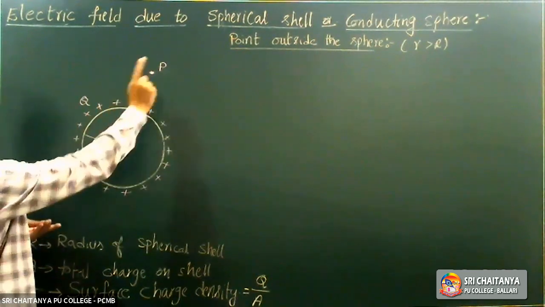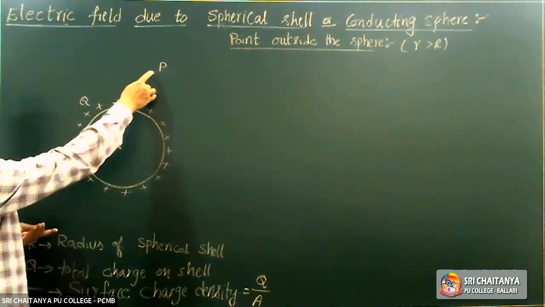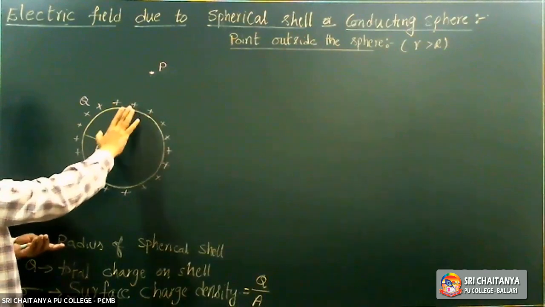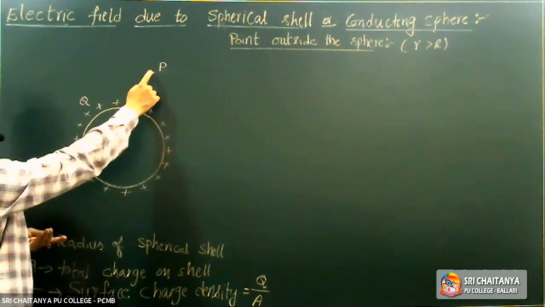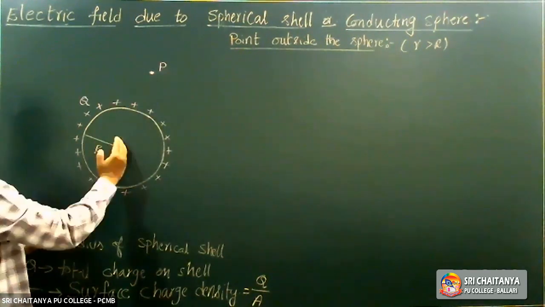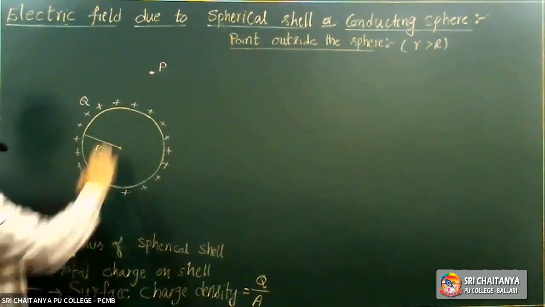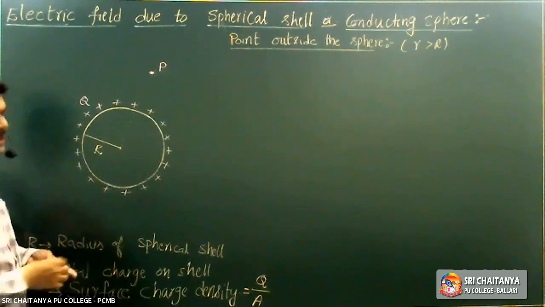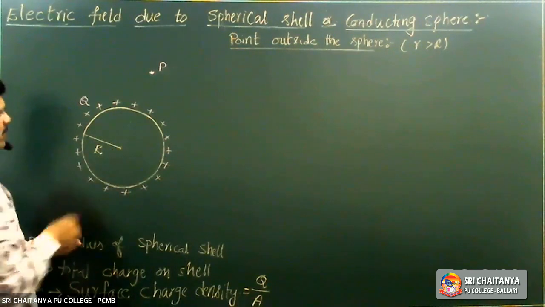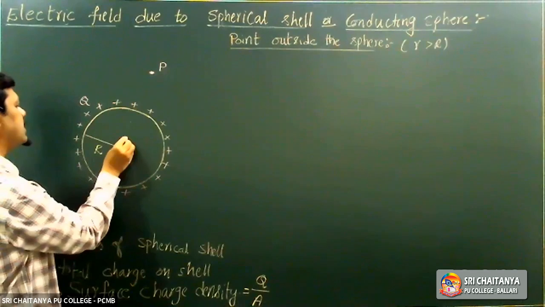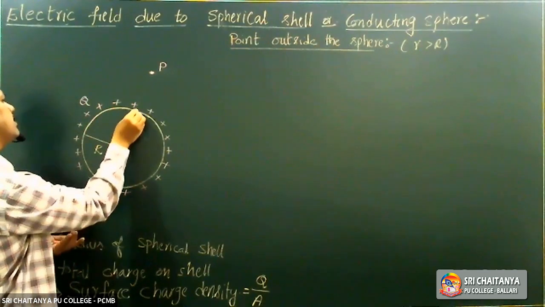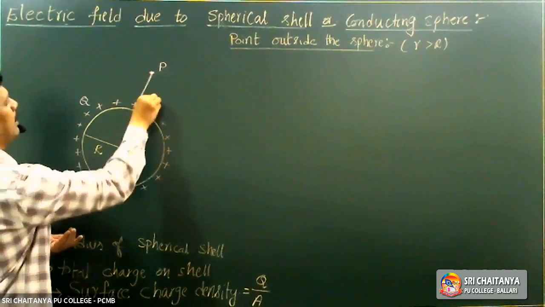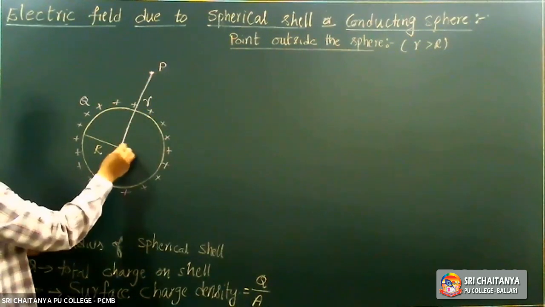See, the question they ask: what is the electric field due to this charged sphere at this point? Where is the point? Outside of the sphere. Outside of the sphere, P is a point. Let this point be at a distance r from the center.